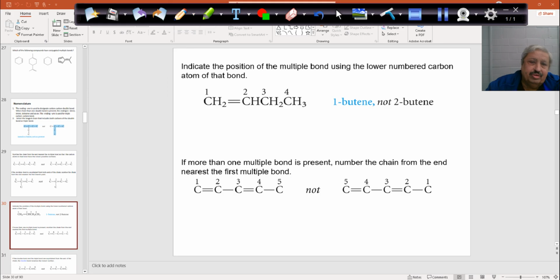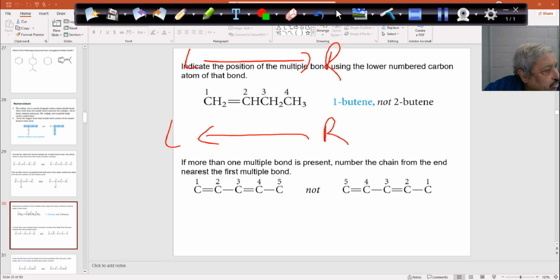All the time, try to go from left to right, and then try to get from right to left, this arrow. Which one will lead to the lowest numbering? That's the correct structure, and you name it as such. So this one going, the double bond is 2. If I go the other way, the double bond is 3. The 2 will win. Correct? This one is number 1, by the way, sorry.